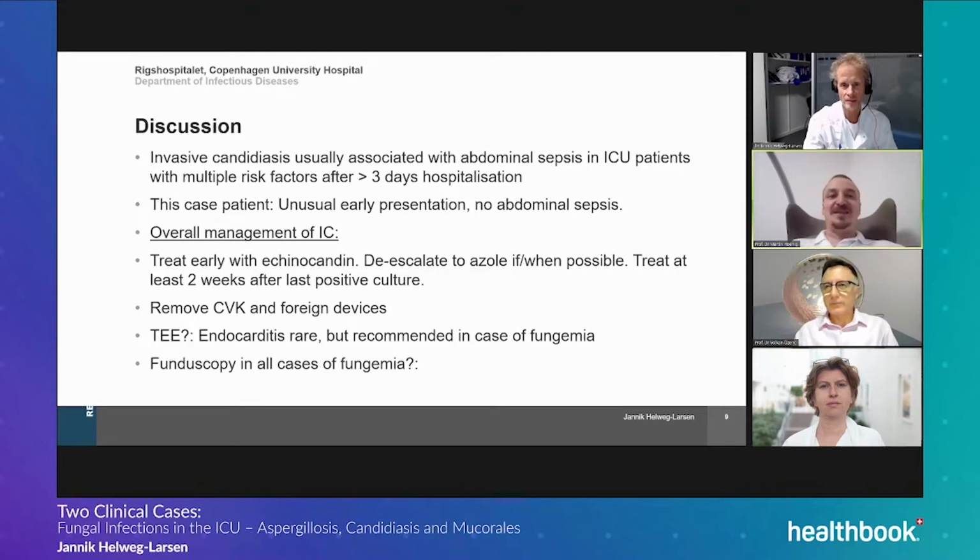And there's always the discussion, is this really endophthalmitis or is it just a chorioretinitis.